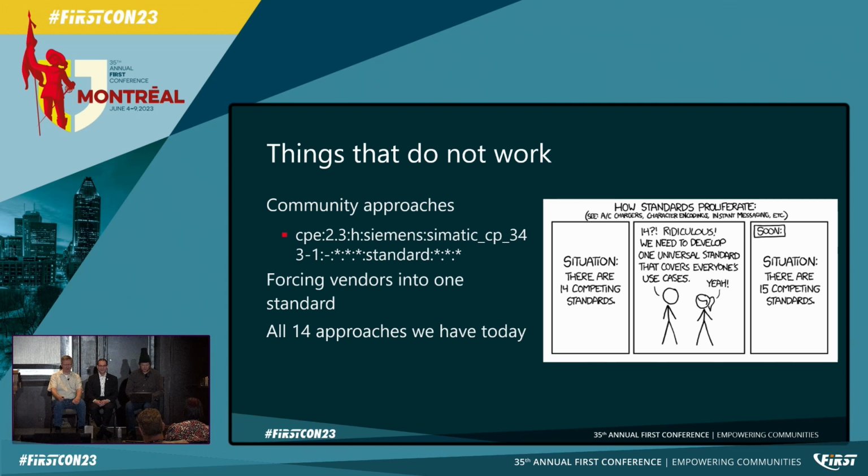And also, what does not work is forcing vendors into one standard. When we say you need to do UUIDs for your products or whatever, not every vendor will follow. Think of Microsoft or Siemens. They will not go that way. So we have 14 approaches of how to name things. My colleagues already introduced some of them. And we do not want to introduce the 15th version that basically competes with the other 14.